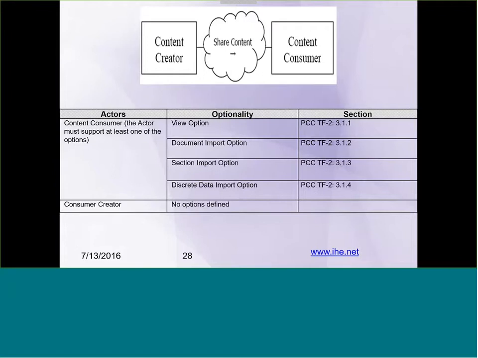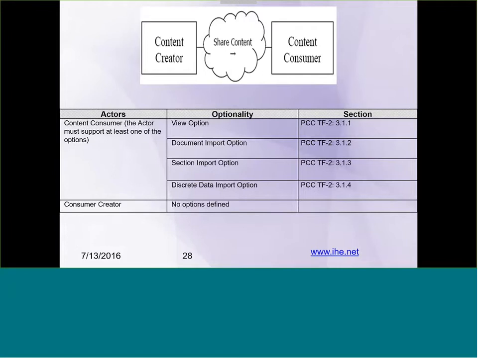As a consumer, the basic option, which you have to do for MU2, is a view option. A view option basically means I can just display and show the doctor everything that someone gives me. That's the minimum. It's almost like exchanging a piece of paper, where I take it and can show you what was given to me, but I don't incorporate it in my system. That's called the view option. So at a minimum, you have to be able to do that.